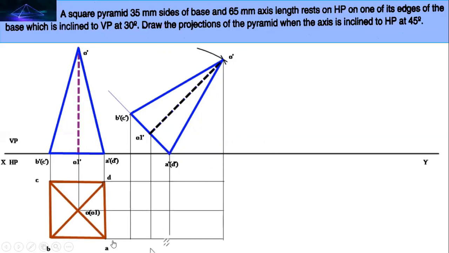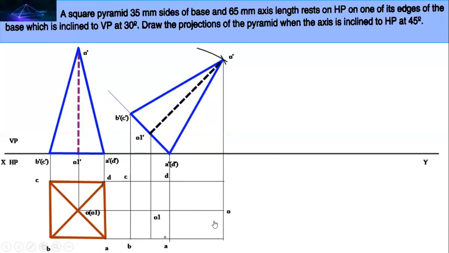Intersection of A dash with A will be A, B dash with B will be B, C dash with C will be C, and D dash with D will be D. O dash with O will be O, and O1 dash with O1 is O1.